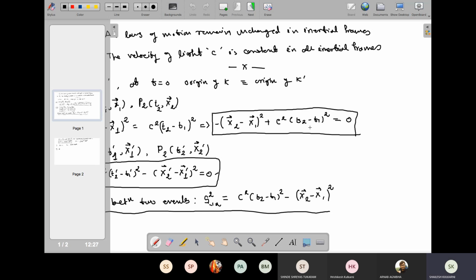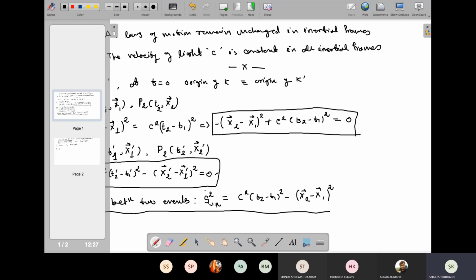Clear? Because this is our interval. Why have we defined it like this? It has some special significance. That's why. See, this is the distance, but this has nothing to do with the distance as it stands. Now we are defining this quantity, the left hand side quantity, as the interval between two events.